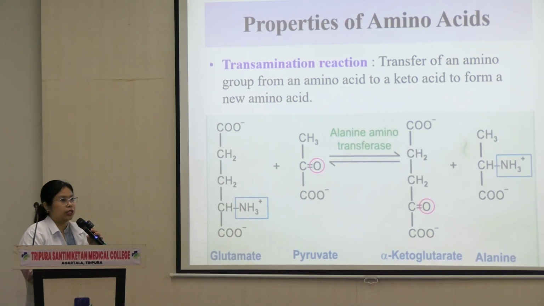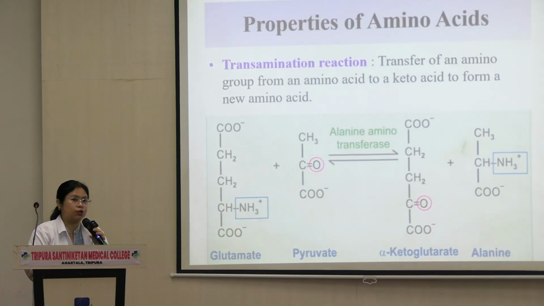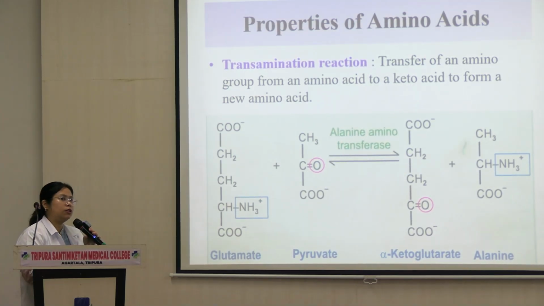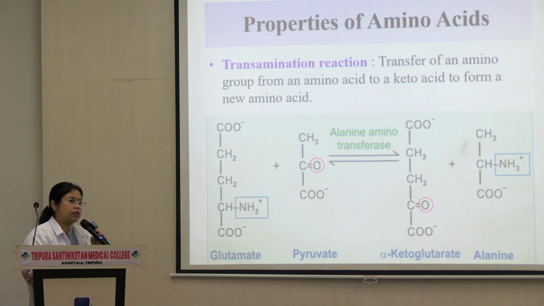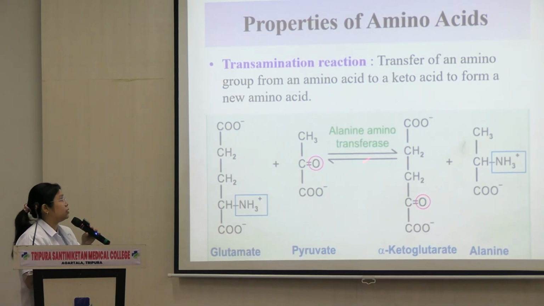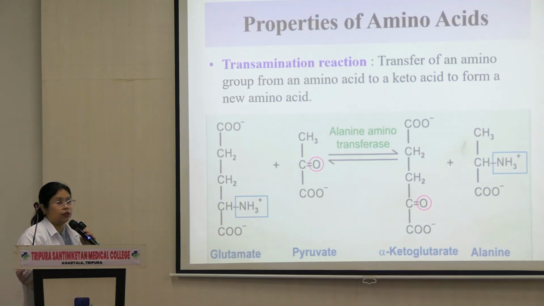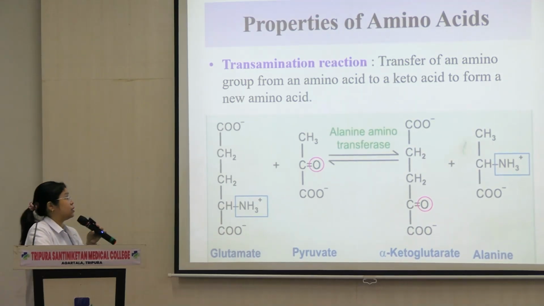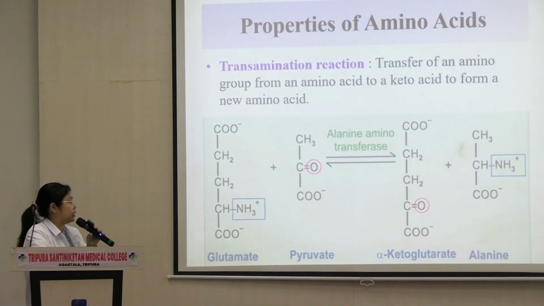transamination reaction. Transfer of an amino group from one amino acid to a keto acid, so that the original amino acid becomes a keto acid and the original keto acid becomes an amino acid. This is through the enzyme alanine aminotransferase. It's very important. You will learn about this in liver function tests as well. The importance of it you will learn later.